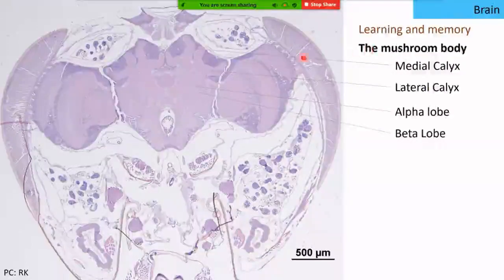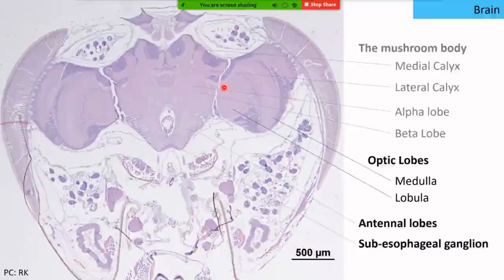The mushroom body in honeybees is comprised of the two calyces, the medial calyx and the lateral calyx, the central core or the alpha lobe, and the beta lobe that is kind of wrapped around the alpha lobe. So that's the mushroom body.